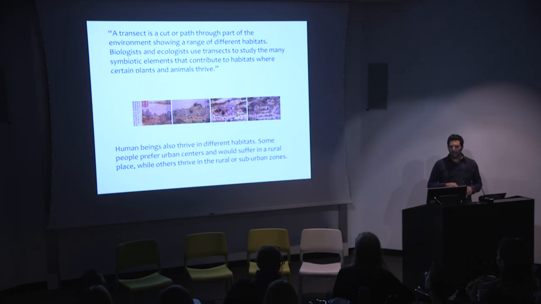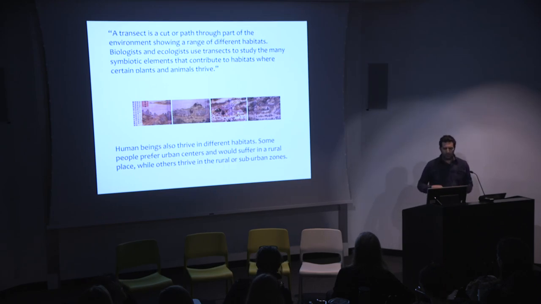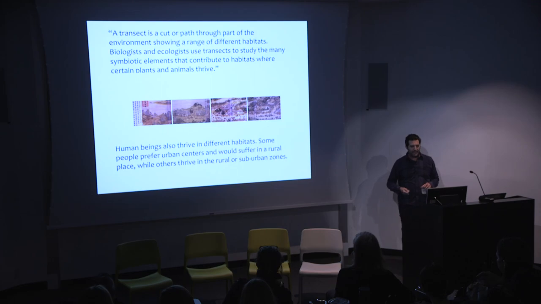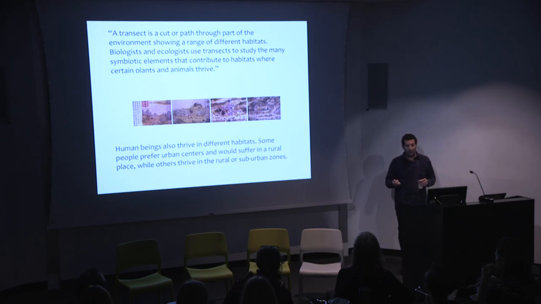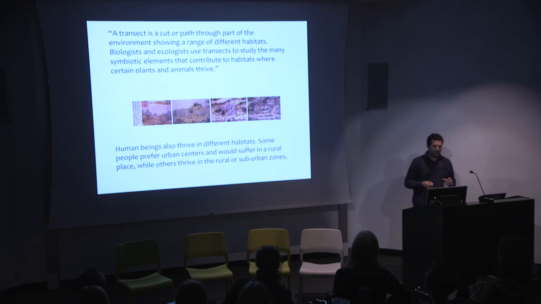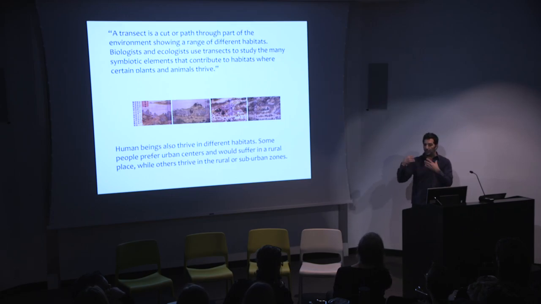Biologists and ecologists use transects to study the symbiotic elements that contribute to habitats where certain plants and animals thrive. Of course, human beings also thrive in different habitats. Some people prefer urban centers and would suffer in a rural place. The whole idea of suffering, first of all, is something that I think we need to talk a little bit about today, because there's an oscillation between the urban and the rural, and this is something I think will come up in a lot of the conversations today.